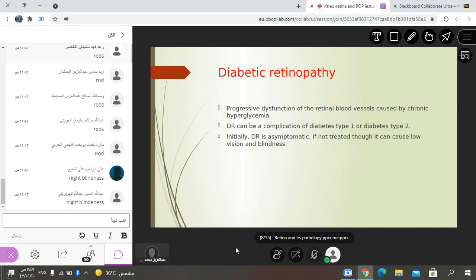Initially, it is asymptomatic, and that's why the screening protocol in diabetic retinopathy is a very crucial factor in preventing blindness in our country in relation to diabetes. If not treated, it can actually cause blindness.